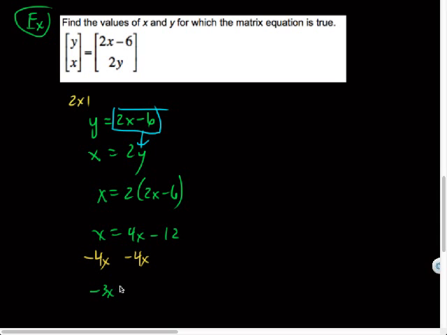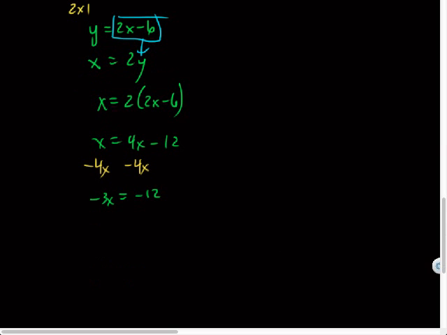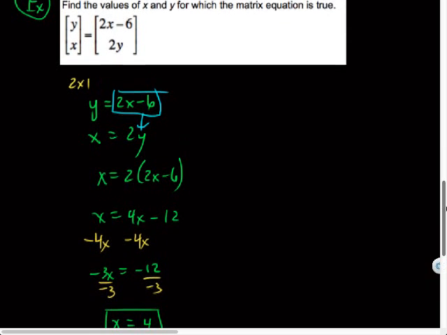So I've got negative 3x equals negative 12. So therefore, x must equal... What is happening right now? I'm solving a system, based on the equations that we derived from those two equal matrices. So I find out that x is equal to 4, right?